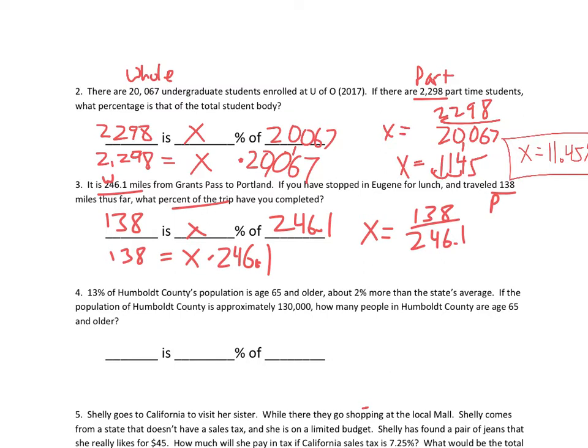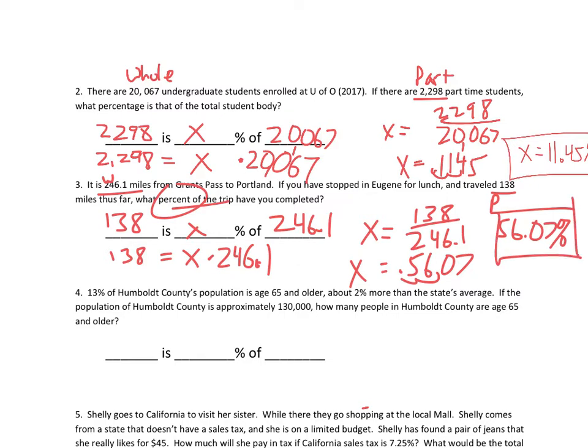And so we go to our calculator and we're going to get 0.5607. We want a percentage, so we're going to move the decimal point because we're looking for the percentage. What percent? So it's 56.07%. Okay.